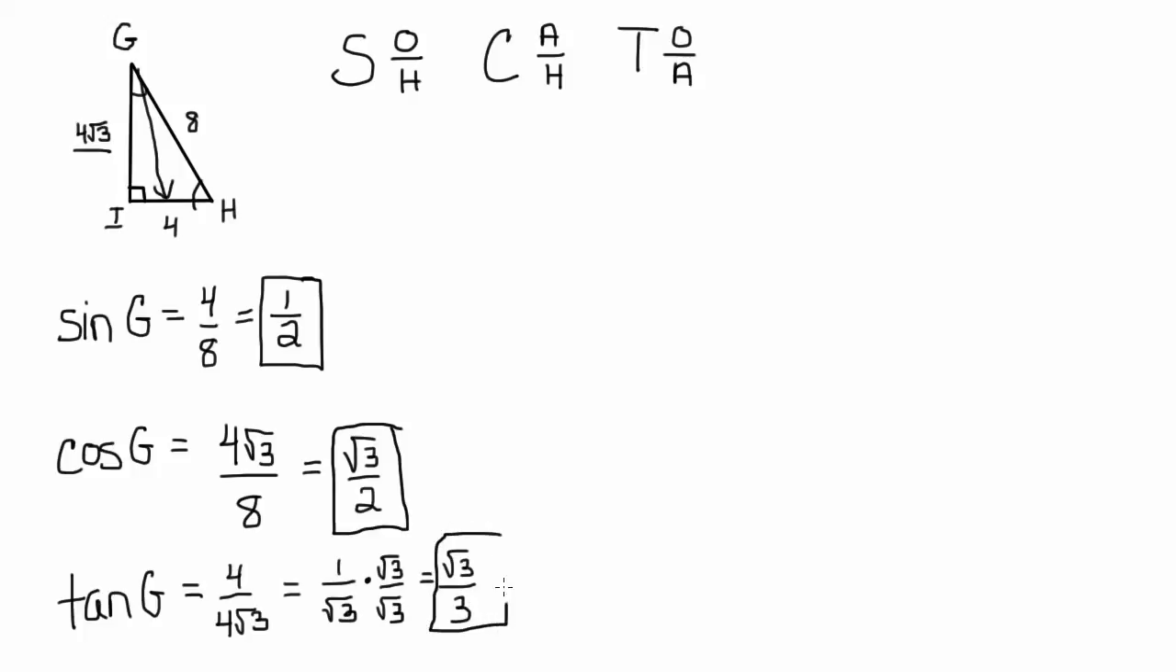Boom, there you go. Remember, you have to make sure you don't have any radicals in the denominator. You have to rationalize the denominator. That may be what your teacher said. That's what I tell my students: no radicals in the denominator. That's illegal.